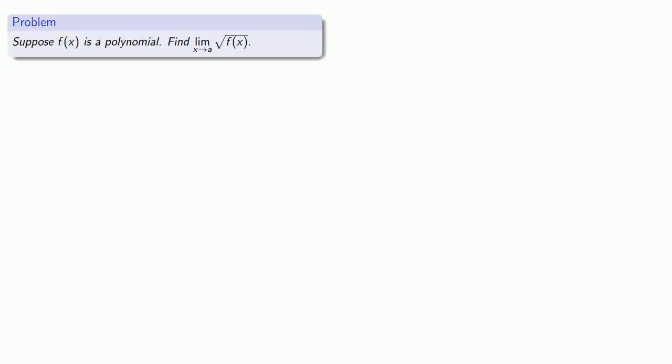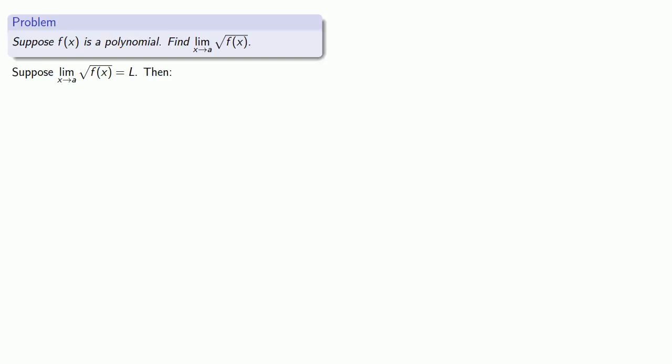How about a radical function? Suppose f of x is a polynomial. Let's find the limit as x approaches a of the square root of f of x. Here we'll proceed a little bit differently to introduce a key mathematical concept. Even if we don't know what something is, we can introduce a variable so that we can at least talk about it. In this case, suppose our limit is equal to L.